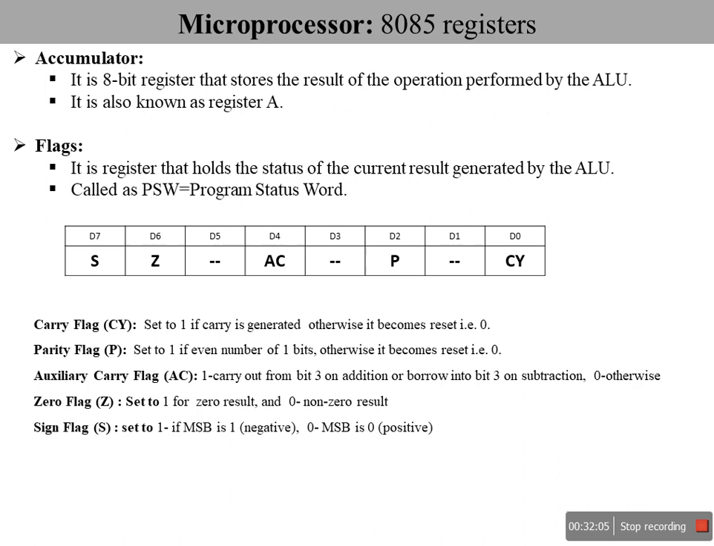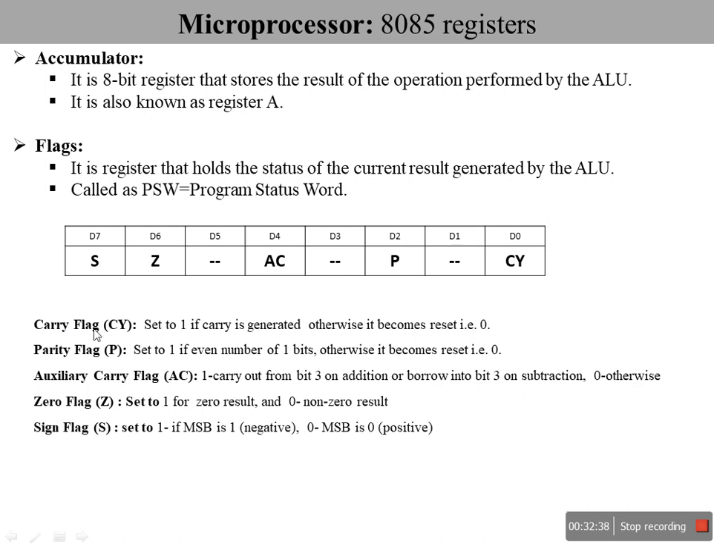We call it the program status word, PSW. The PSW of the 8085 is again 8 bits wide. The first bit, D0, is CY, the carry flag. D1 is nothing, D2 is the parity flag, D4 is the auxiliary carry, D6 is the zero flag, and D7 is the sign flag. If you look at the carry flag CY, D0 is set to 1 if a carry is generated, otherwise it is reset, that is, 0.